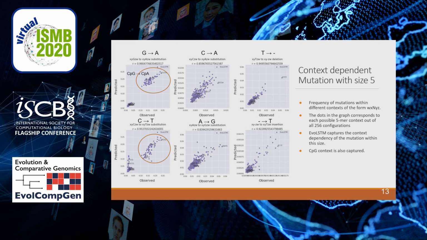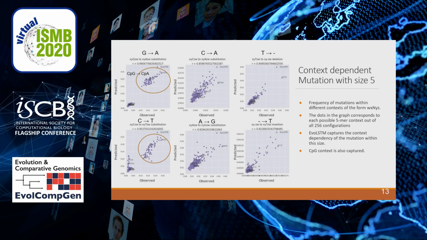Also, EvolSTM was able to capture the elevated probability of C mutating to T and its reverse complement G mutating to A within the context of dinucleotide CpG, showing a clear two clusters of context in the top left and bottom left graph.